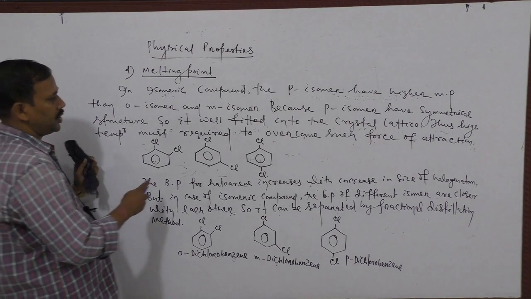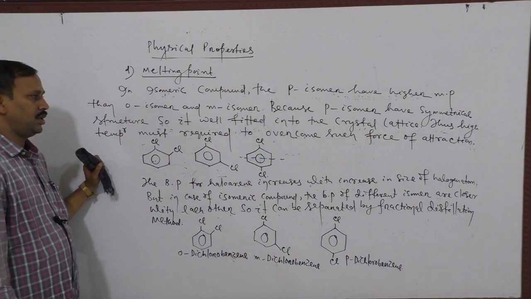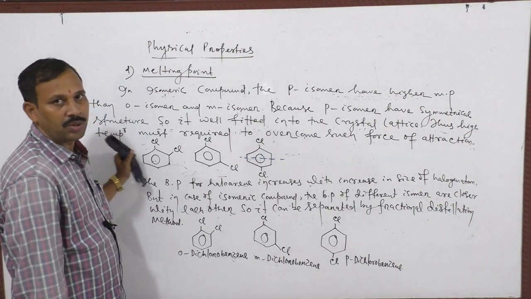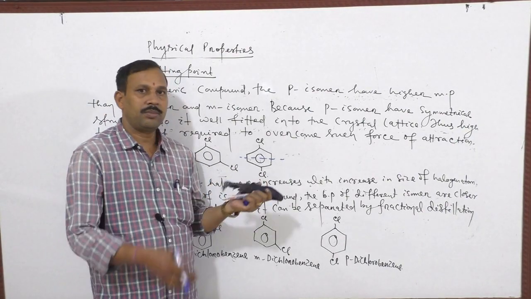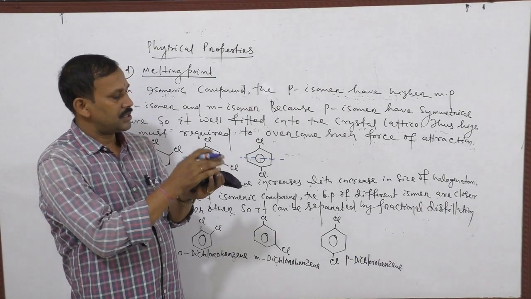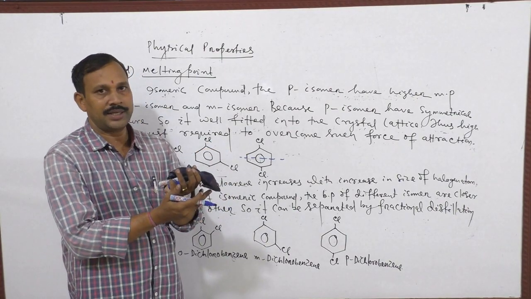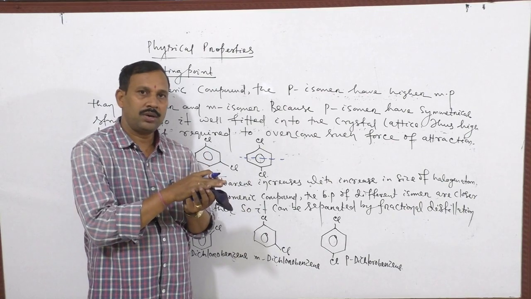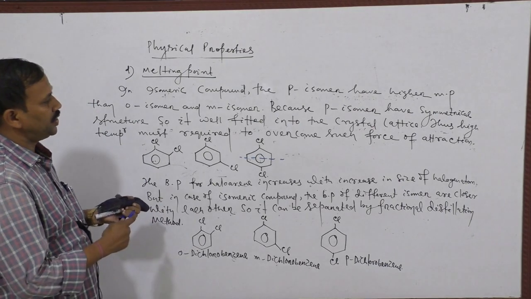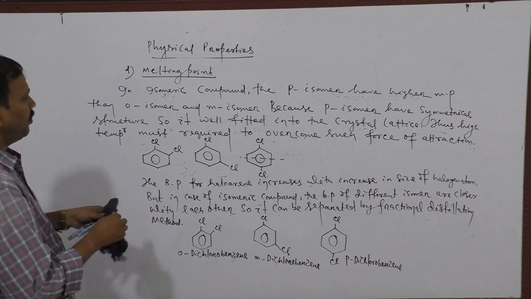Symmetrical structure means wherever you pass an axis line, you get equal halves, so symmetrical structure. But ortho and meta are not symmetrical structure. If symmetrical structure, it must be well fitted into the crystal lattice. Well fitted means there will be strong binding force existing between this molecule and crystal lattice. So high temperature must be required to overcome such force of attraction. Therefore, the melting point for para isomer is larger than that of other. So that is physical property for haloarene.